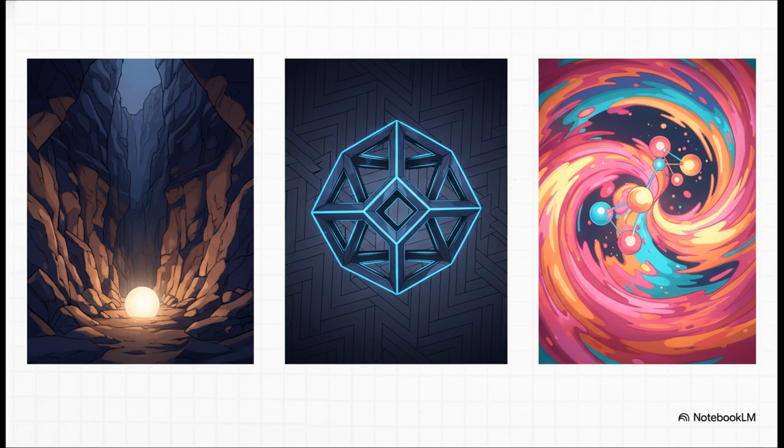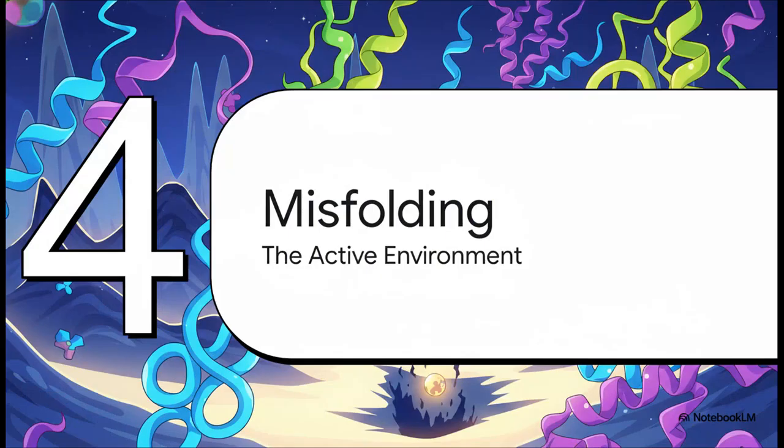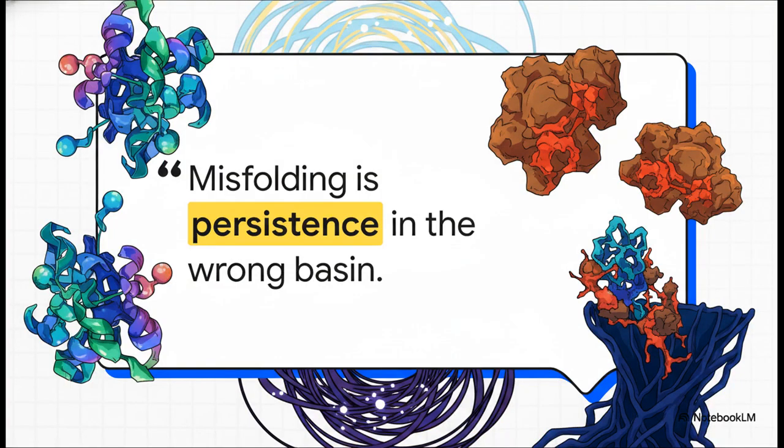And that leads us perfectly into our next point. Section 4, Misfolding and the active environment. In GEM, misfolding is a really dangerous friction trap. You see, a misfolded molecule hasn't necessarily lost all of its structure. It's simply found the wrong structure. It's stuck in the wrong valley, and escaping that valley is incredibly hard.